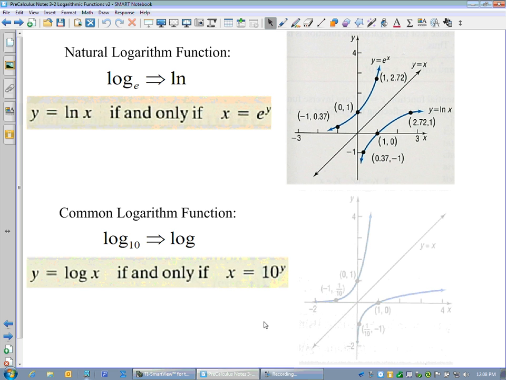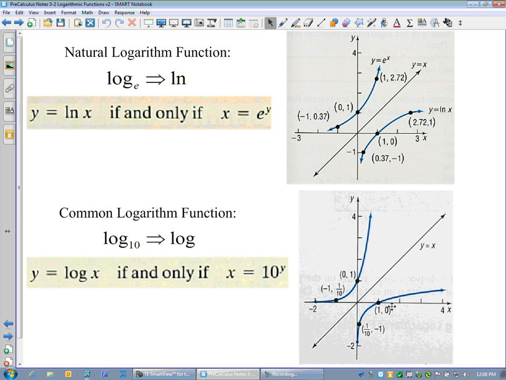And just for a comparison, this is what the graph would look like for 10 to the x, the exponential function, and the common log, sorry, of x would be this one. Notice how with the exponentials you have a steeper slope through the intercept when your base is larger, and you have a flatter slope through your intercept for the logarithm when your base is larger. So again, this one is e to the x, this one is 10 to the x. So we have natural log and common log.